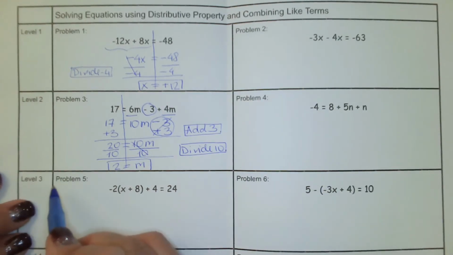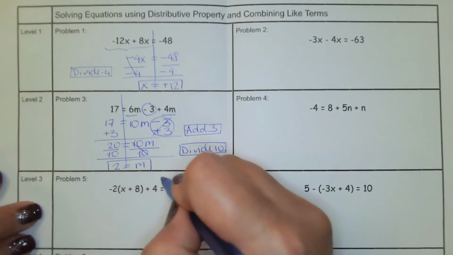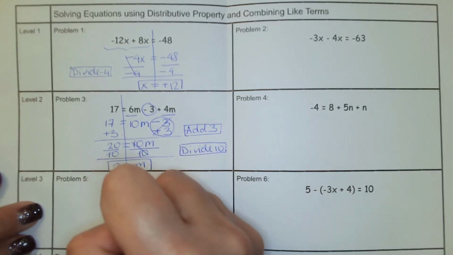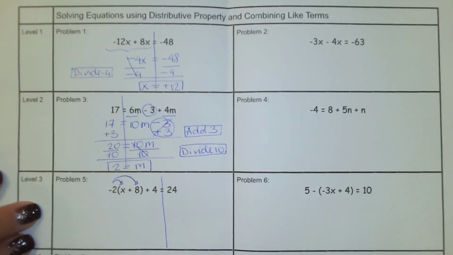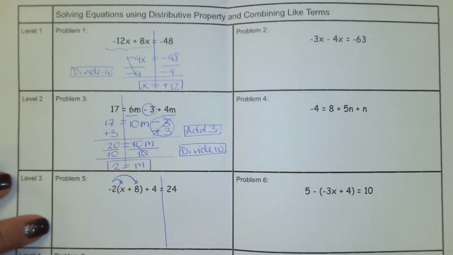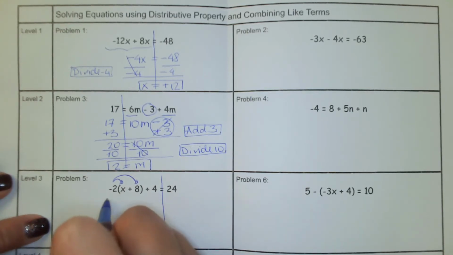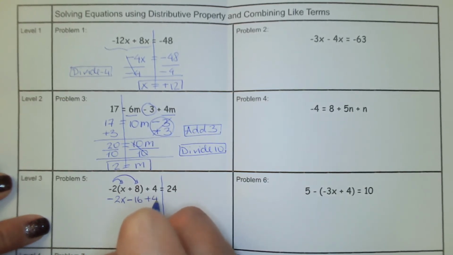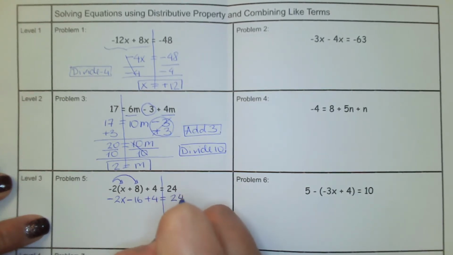Level 3. What if I have the distributive property involved? That's when I need to multiply the number outside by each term inside to get rid of those parentheses. So I will have negative 2 times x, that will be negative 2x. Negative 2 times positive 8, that will be negative 16. And then plus 4 equals 24.